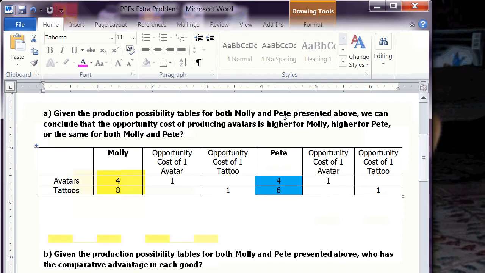Given the production possibility tables for Molly and Pete, we can conclude that the opportunity cost of producing avatars is higher for Molly, higher for Pete, or the same for both Molly and Pete. So in this situation, we need to calculate the opportunity cost for both Molly and Pete for producing avatars.